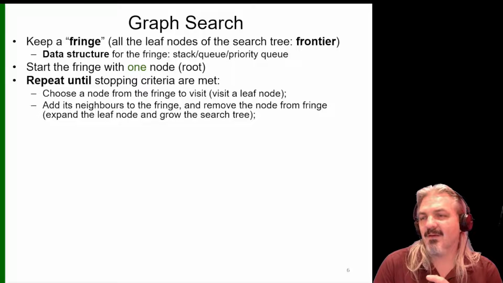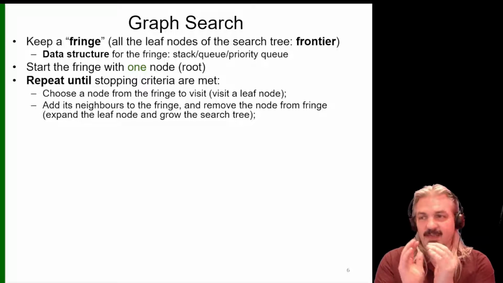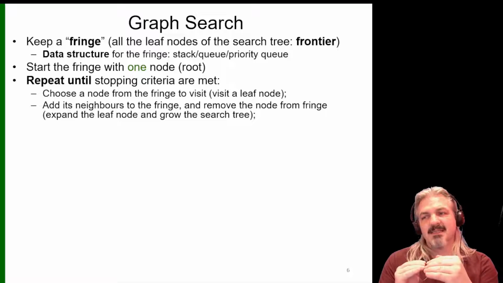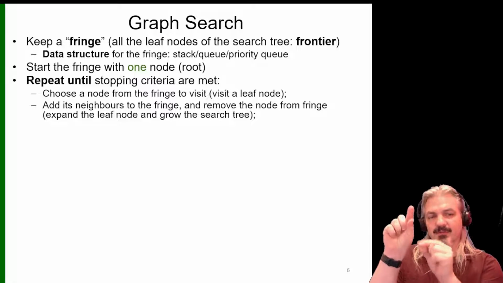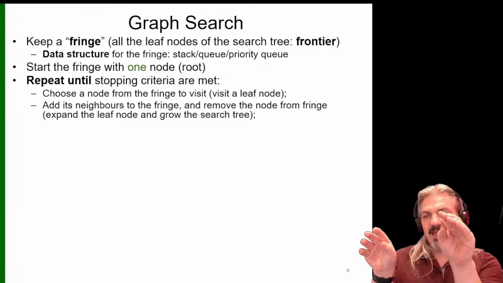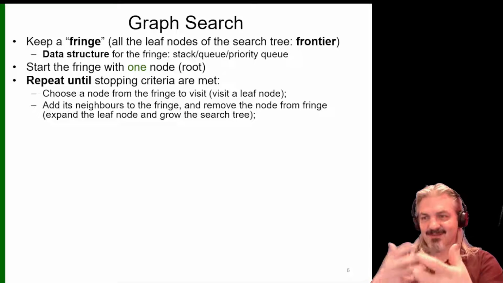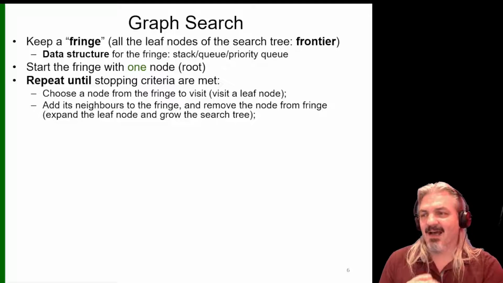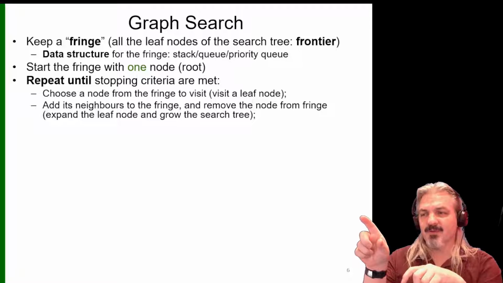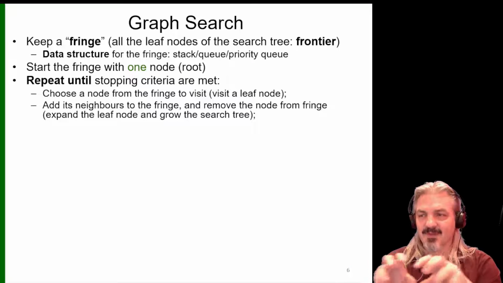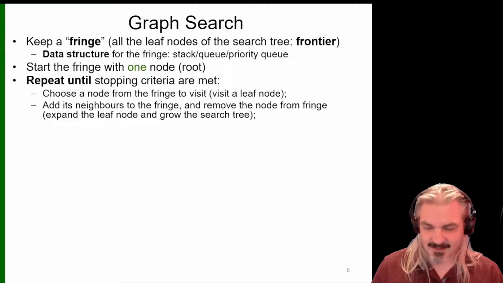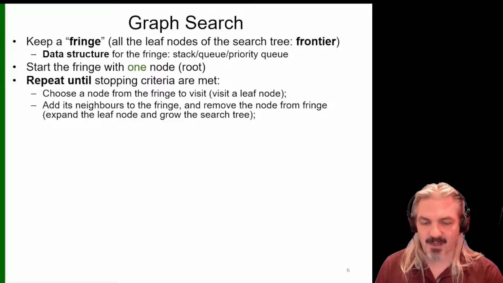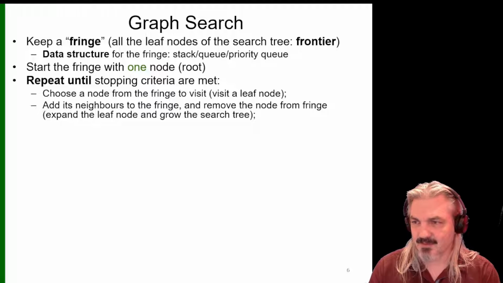So we start that fringe with our start node, and then we repeat until we meet our stopping criteria. We choose a node from the fringe, and we then visit that node, and expand it out, and we add all of its neighbors to the fringe and remove the node from the fringe, expand the leaf node and grow the search tree, right? So the idea is that we're doing this constant expansion of our nodes.